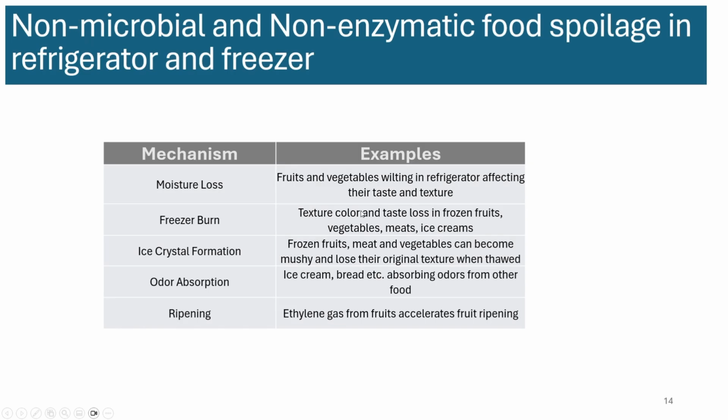Now, all of those that we discussed so far are microbial and enzymatic food spoilage. If you consider low temperatures, there are other ways that foods can spoil inside a refrigerator and freezer. And these are the common methods.